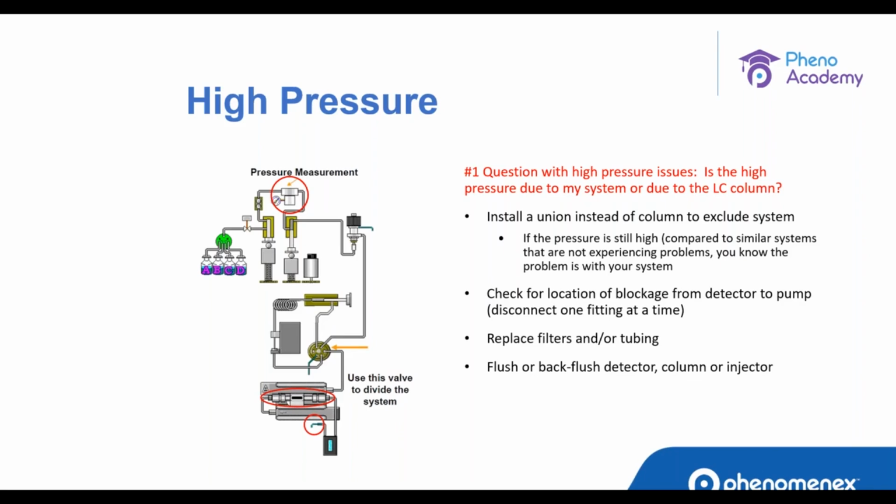Secondly, tubing will be another major cause of the high pressure issue. Check for the location of the blockage from detector to pump. Disconnect one fitting at a time. Replace filters or tubing. Flush and back pressure the detector, column, or injector to try to find out where the back pressure is.